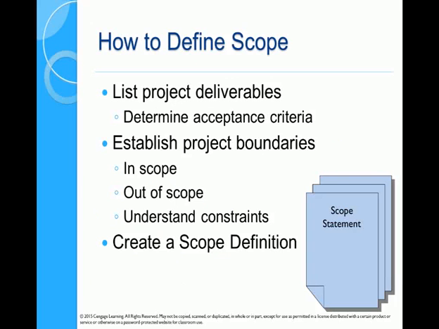So what do we do about it? We identify what are the deliverables, what are the acceptance criteria for those deliverables. The project boundaries is what is in scope, what is out of scope. For example, with the patio that we did in class, we talked about the paving was in scope, but including a barbecue or the landscaping around the patio was not in scope. And finally, we create a scope definition, which is a paragraph to describe what's being built.